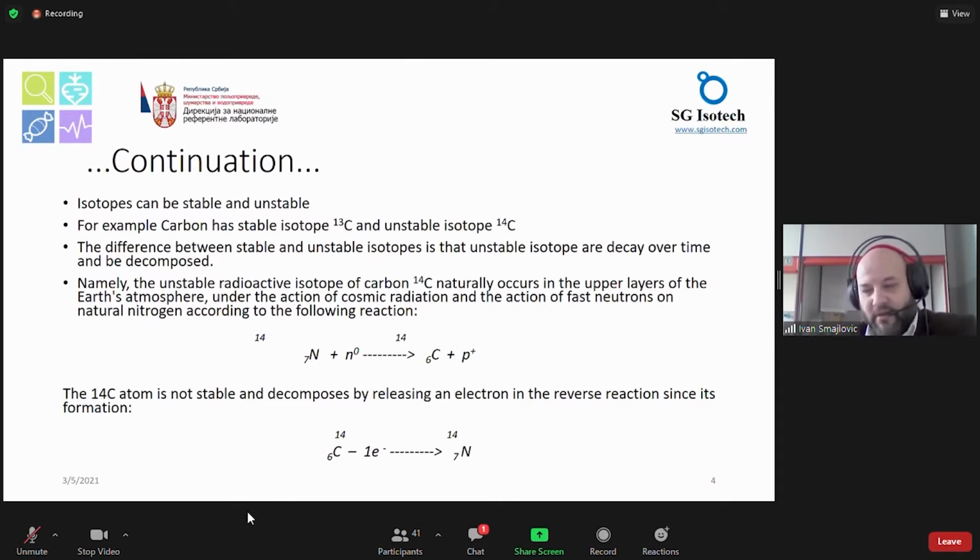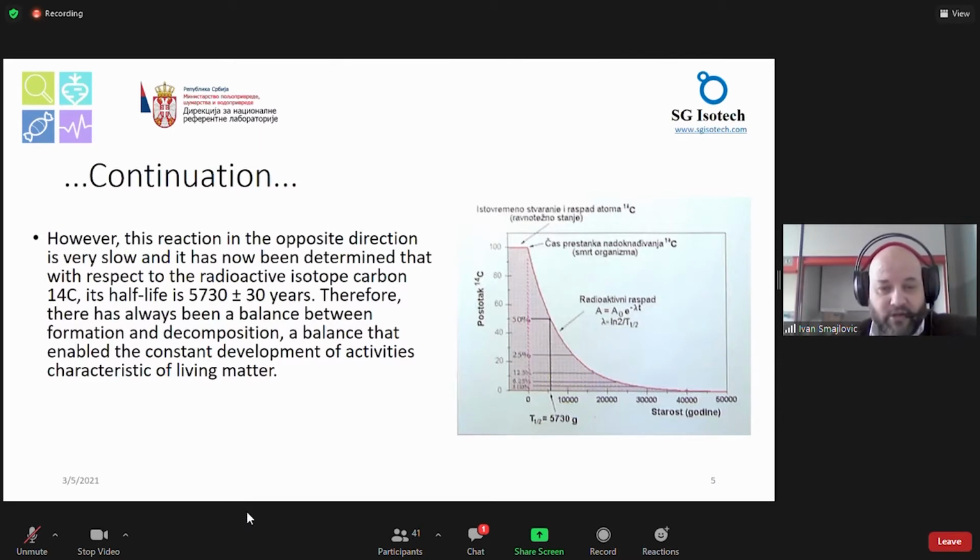But this reaction needs time. It is very slow, and that's why we say that carbon 14 has approximately 5,730 plus minus 30 years of, how do you say, the period of decay, but this is the half time. It's written here: half time, 5,730 years. On the curve you can see that it goes down exponentially. It will take more than 10,000 years to decay totally, so that it comes back to nitrogen.